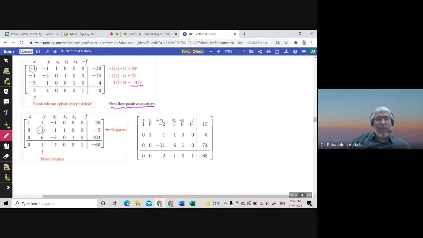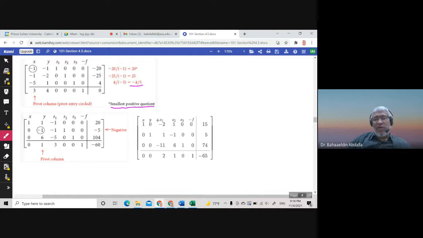It's okay. Now divide 20 divided by 1, 20. Negative 5 divided by negative 1 is 5. 104 divided by 6 is a large number. So the smallest positive quotient is 5, and negative 1 here in the second row, second column, is the pivot entry. Multiply by negative 1 to make it 1, use it to make zeros. And now no negative entries in the last column.